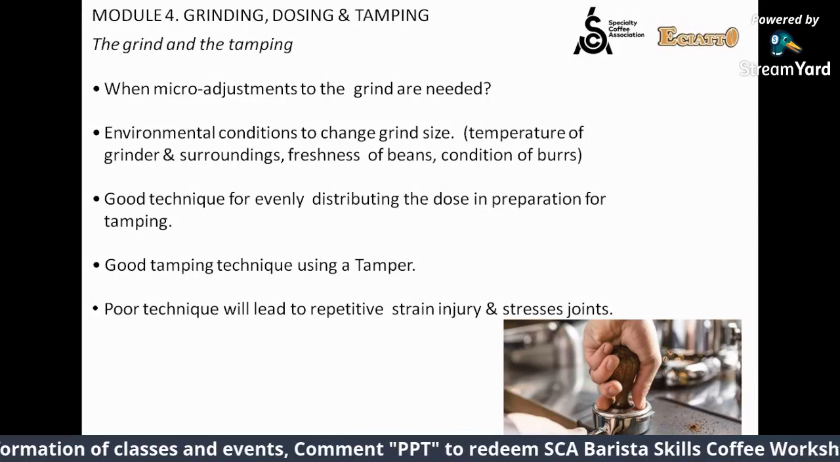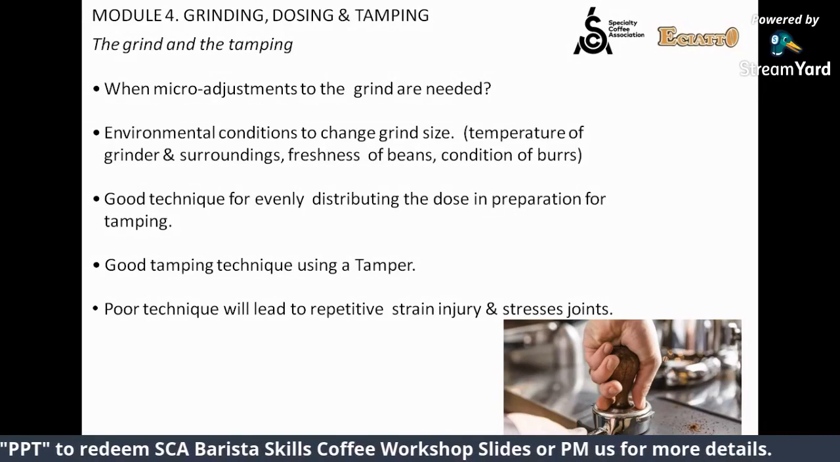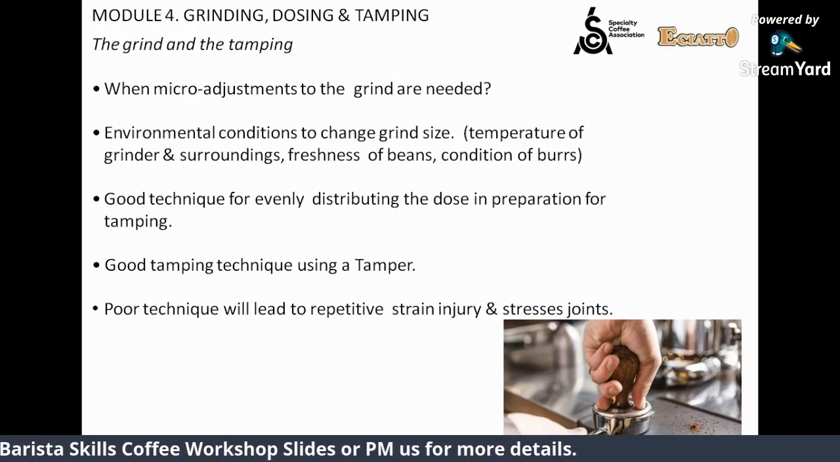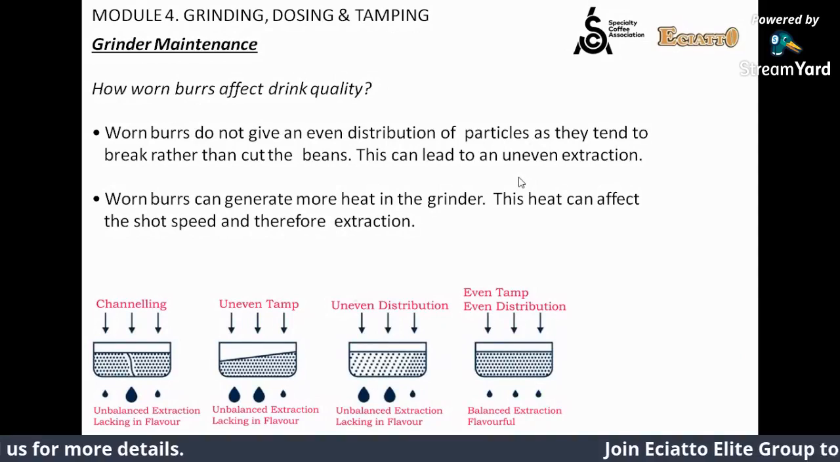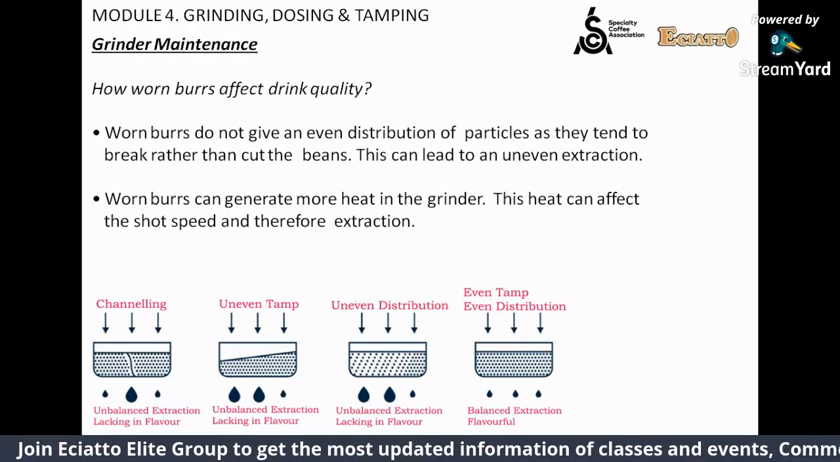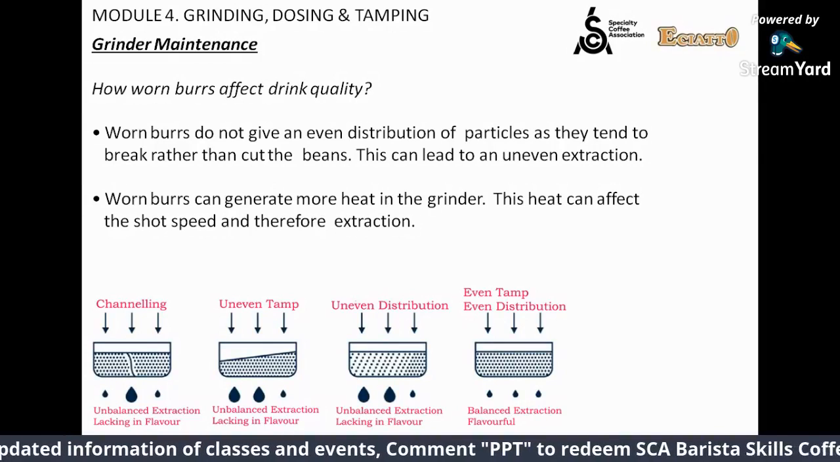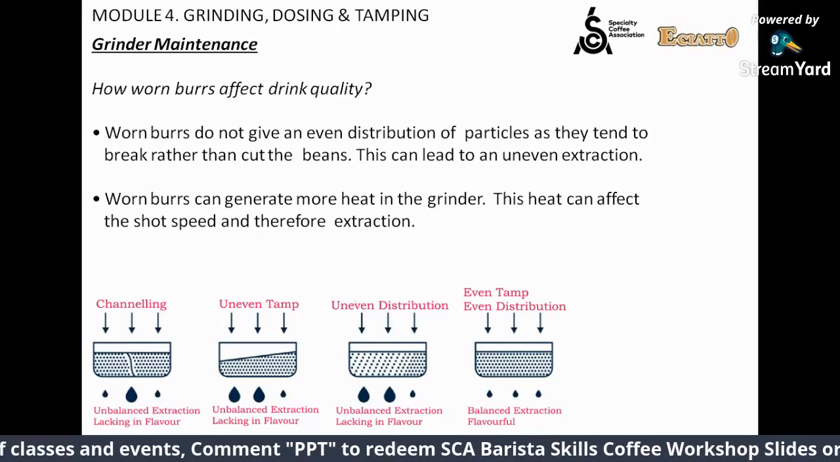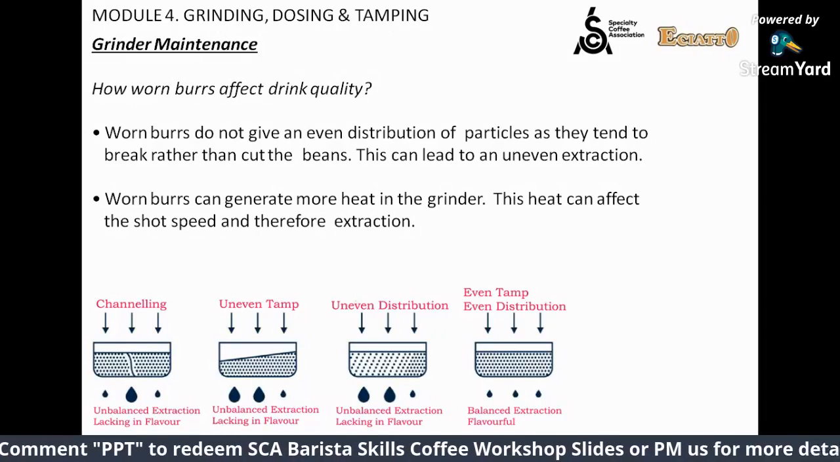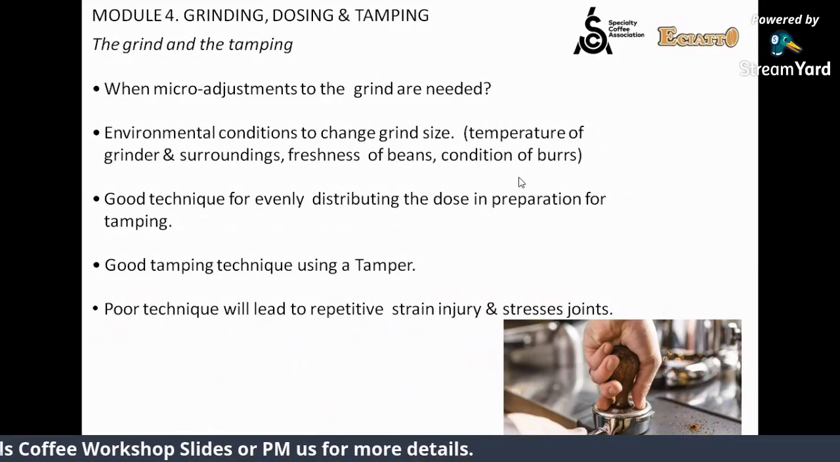And tamping is a very important thing as well for extracting the coffee. If you have an uneven tamp, as I showed you on the photo just now, let's go back here, then you have an unbalanced extraction. One side gets fully extracted and the other side does not, so you have lacking flavors in your shots, or less flavor in your espresso. So make sure that when you tamp, you have a very good tamping on your coffee.